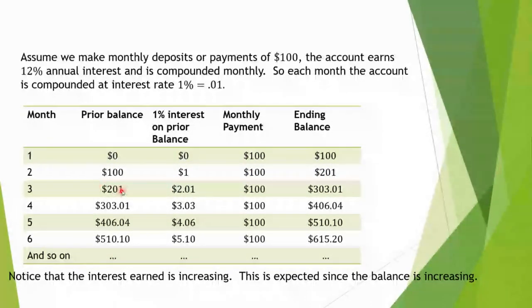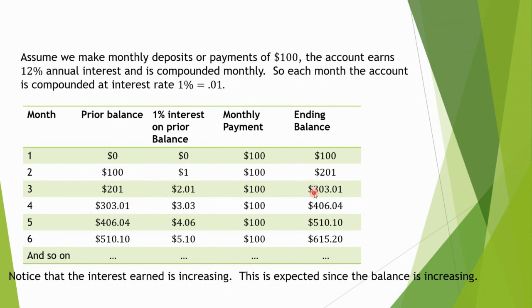Next, we have $201, okay? That's our prior balance from the previous month. So again, we're going to get 1% of that from interest, which is $2.01. We make our monthly deposit payment of $100. We add these three together, right? That's going to be our new balance, which is $303.01. Essentially, we take last month's balance, add the interest and add the monthly payment. That's why we get this. And this keeps on going.